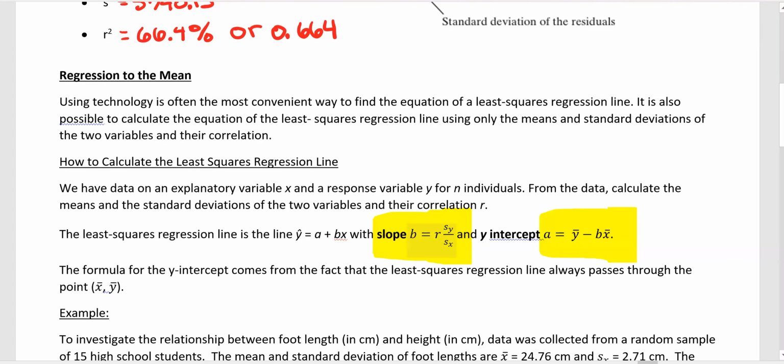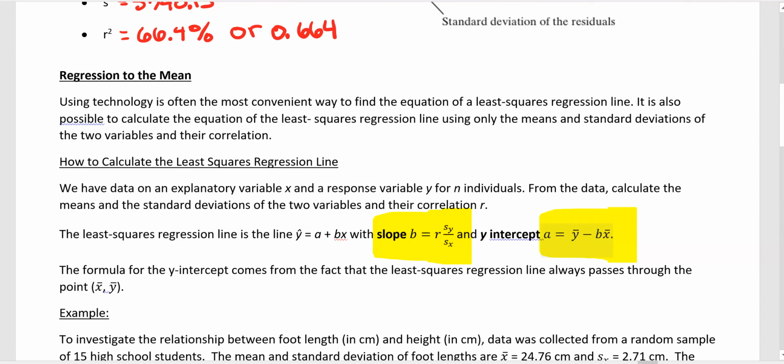So your slope is b. r is your correlation coefficient, Sy is the standard deviation of your y values, Sx is the standard deviation of your x values. And then to find your y-intercept, it's the mean of your y values minus the slope times the mean of your x values.